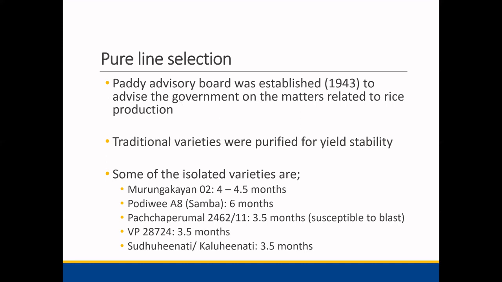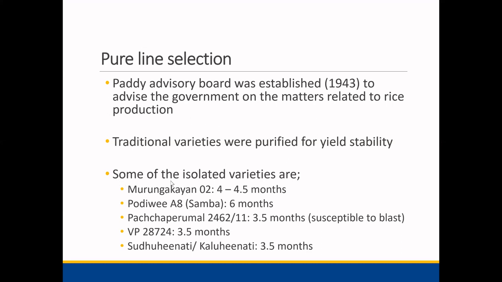So if you provide required management, your yield will be stable, right? So they were looking for that, right? We had so many traditional varieties. From them, right, they selected these pure lines, right? Pure lines, especially considering the yield stability, right? Whether they can maintain the yield throughout the season, right?